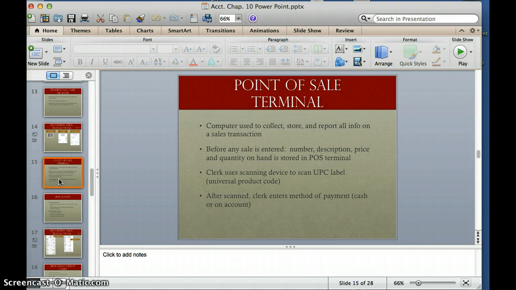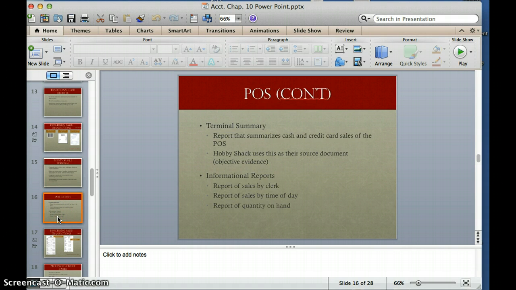The point of sale terminals are computers that are used to collect and store all the information in a sales transaction. But before any of that can happen, somebody has to enter the number, the description, the price, and the quantity on hand, and then that gets stored in the POS, or point of sale terminal. Then the clerk uses a scanning device and scans that UPC, or Universal Product Code label. And then after she scans everything, it's like walking through at Walmart. They scan all your stuff, and then she enters how you're going to pay it. Are you going to pay it on cash or on account? So same two ways we've always talked about, either cash or on account to pay.